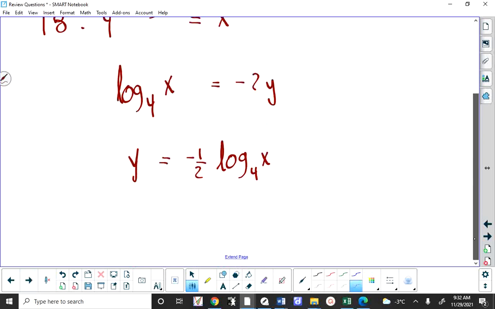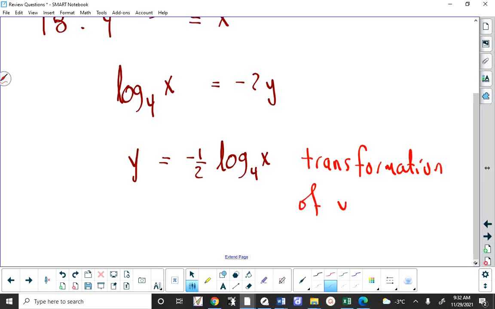When you take a look at this, we can imagine that this is a transformation of y equals log base 4 of x. So if we know what y equals log base 4 of x looks like, we know what this looks like. It's going to be a vertical reflection and a stretch vertically by a factor of 1/2. Does that make sense, Ben?